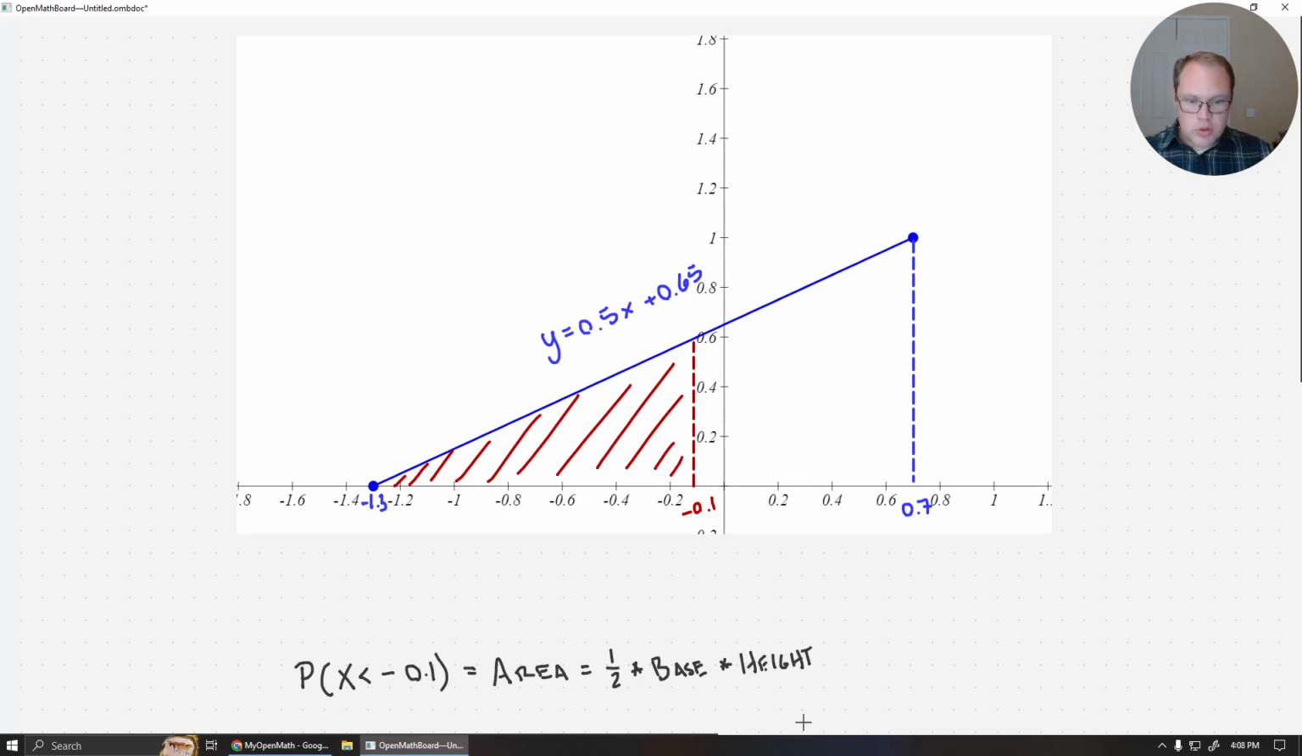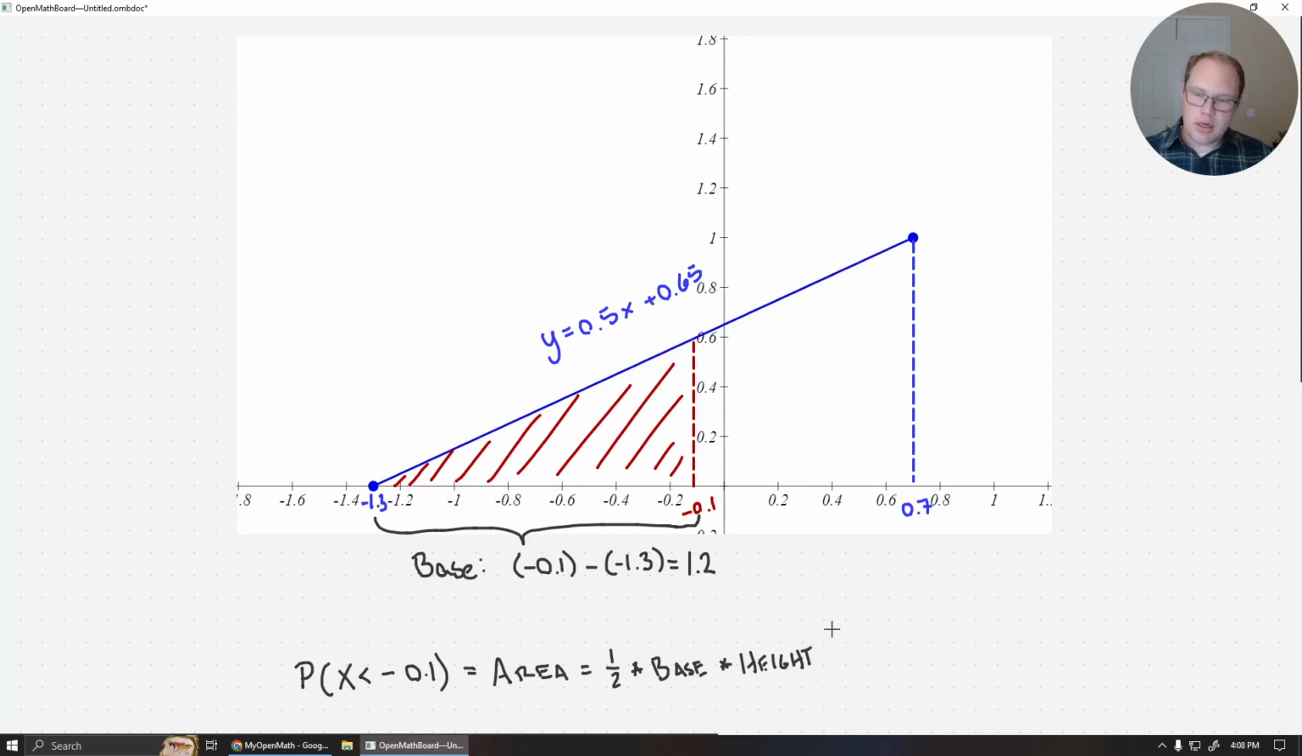Okay, so let's start by finding the base. So we find the base just like we do for a rectangle. Okay, I'm going to take the bigger number and subtract the smaller number. So the bigger number is negative 0.1 minus the smaller number, which is negative 1.3. And that is going to be 1.2. So that is my base.